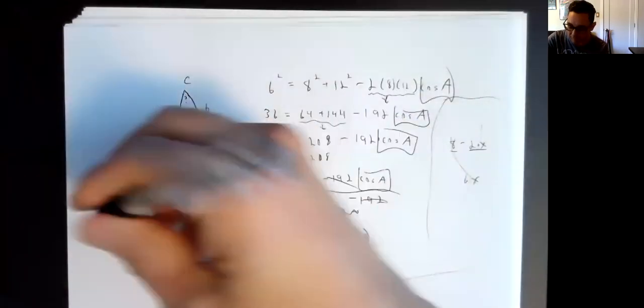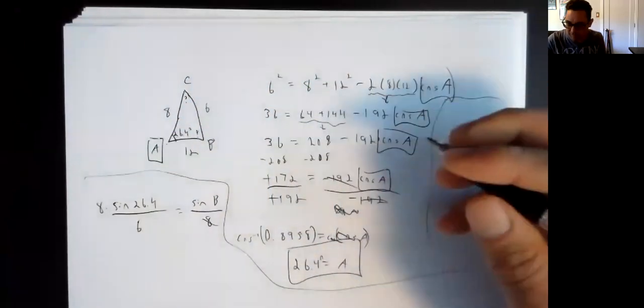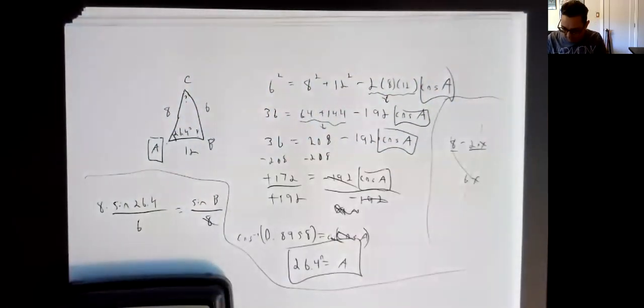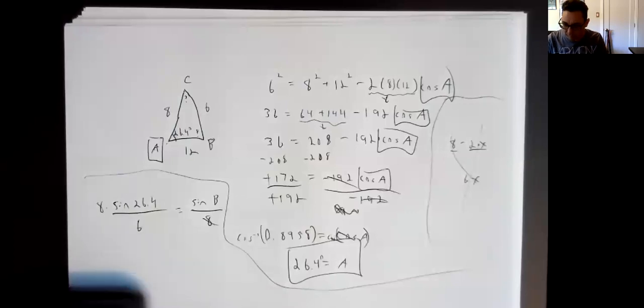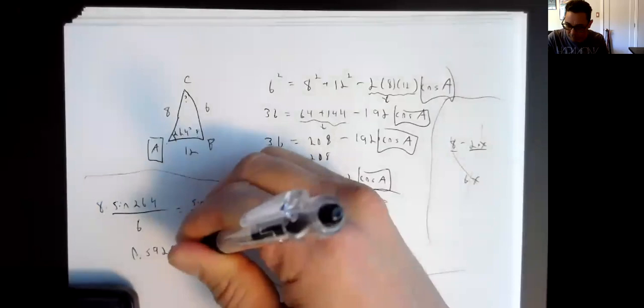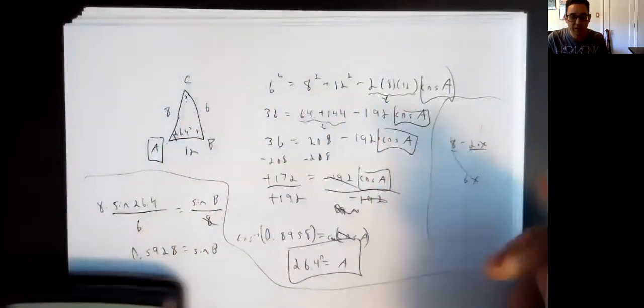And then I just do this like before, right? Multiply both sides by 8 and work that out on my calculator. So 8 times the sine of 26.4 divided by 6. I get 0.5928 equals the sine of B.